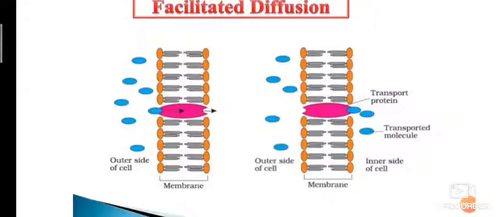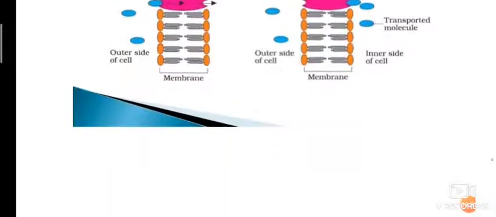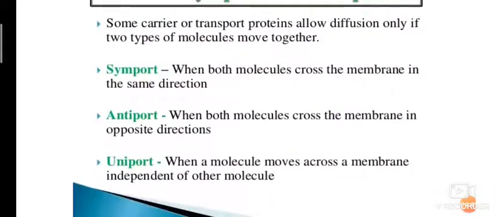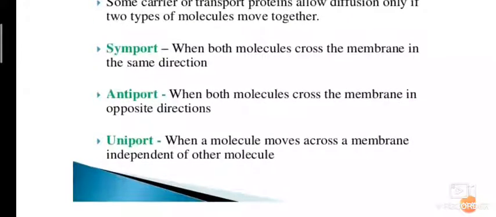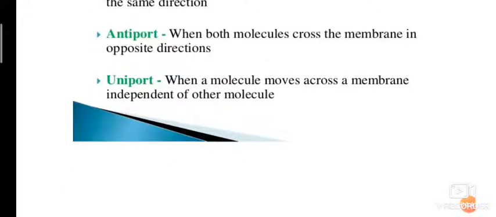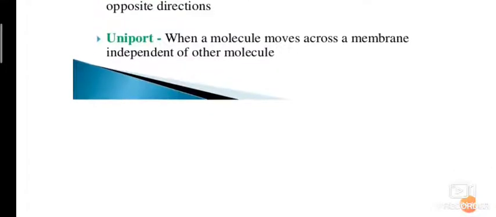Passive symport and antiport. Some carrier or transport proteins allow diffusion only if two types of molecule move together. Symport, when both molecules cross the membrane in the same direction. Antiport, when both molecules cross the membrane in opposite directions. Uniport, when a molecule moves across the membrane independent of other molecules.